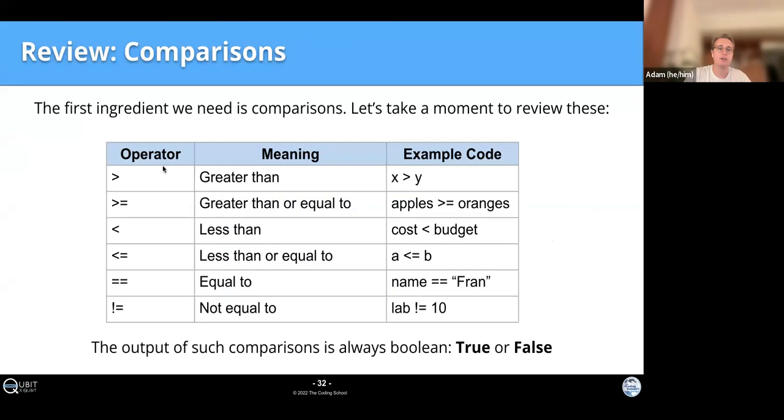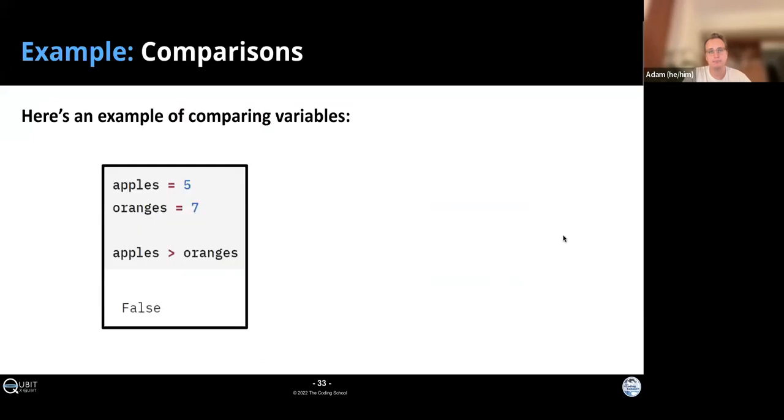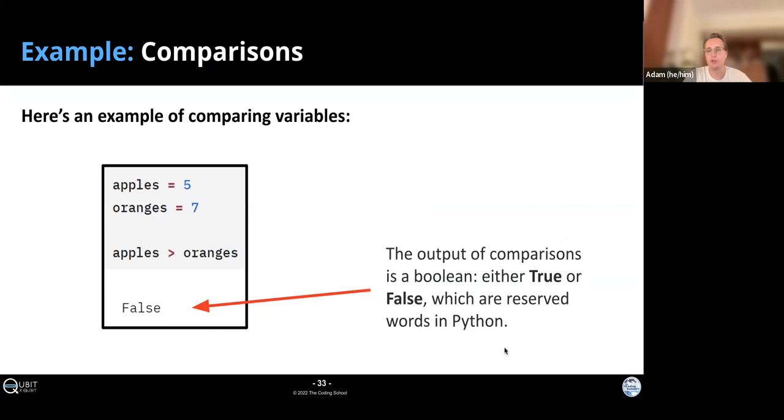I just want to quickly go over, remind you, we have all these comparisons, these operators. You can always look these up. They always return true or false, which is called a Boolean. Is the comparison true or false? Apples greater than oranges, true or false?